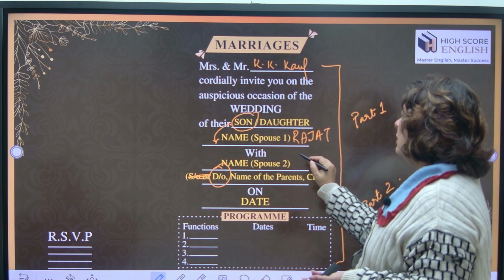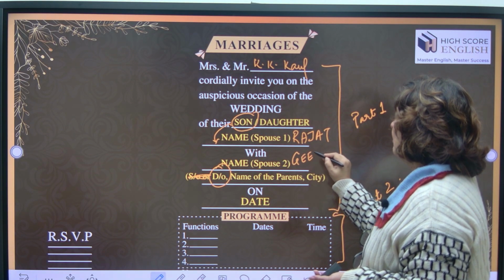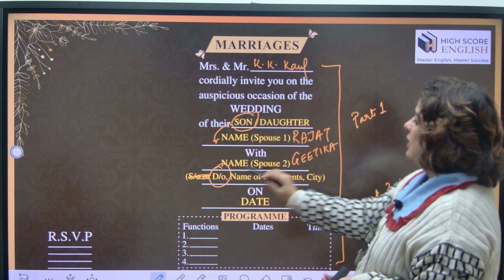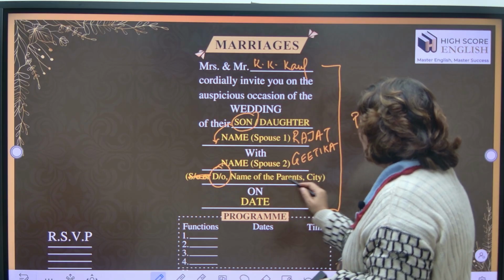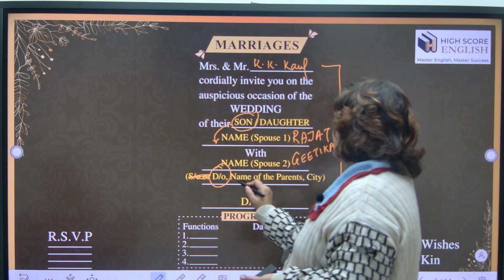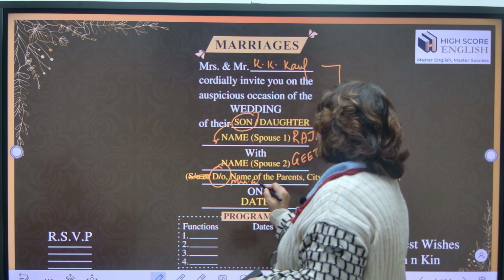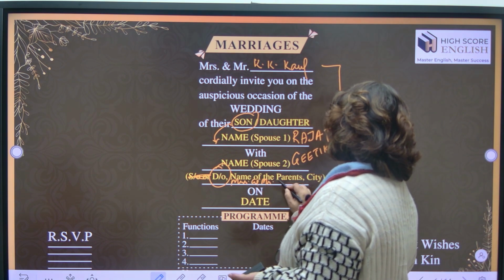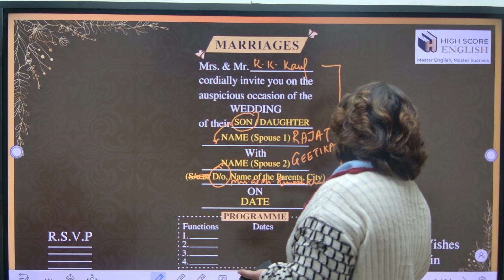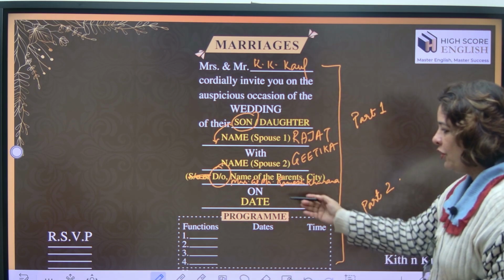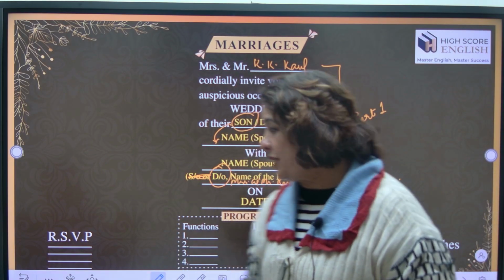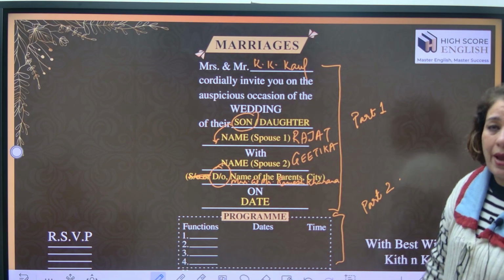With maybe the girl's name, Geetika. Random names. Geetika. Who is Geetika? Daughter of. And you have to write the name of the parents of the girl, okay? That is, again, Mrs. and Mr. Ramesh Khurana. Fine. You will write the date. Here you are only writing the date. You are not writing the venue or the time, because after that we are giving the program box also.